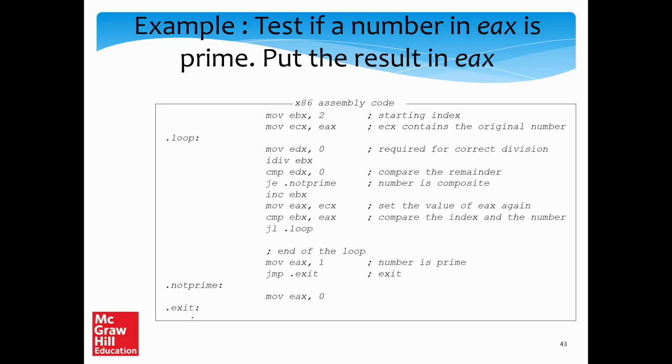My assumption here again is that readers have some familiarity with assembly programs from chapter 3. Otherwise, I'll still explain all the steps, but it might be slightly difficult. So the example here is to test if a number in EAX is prime, and put the result back in EAX. So what is the result typically?